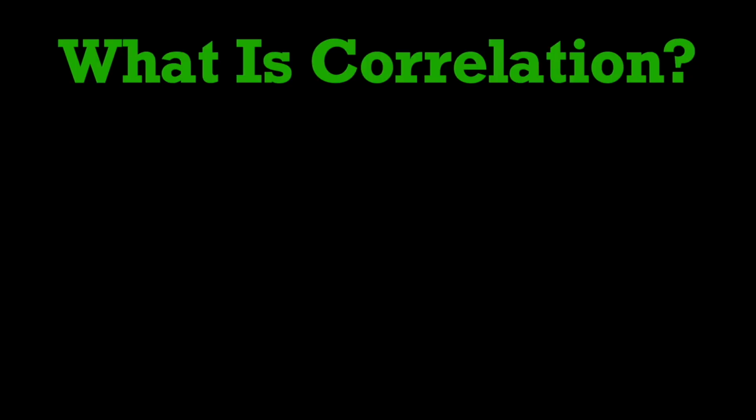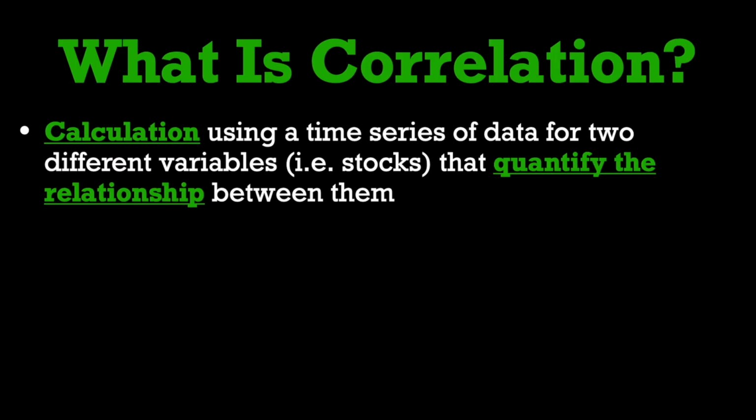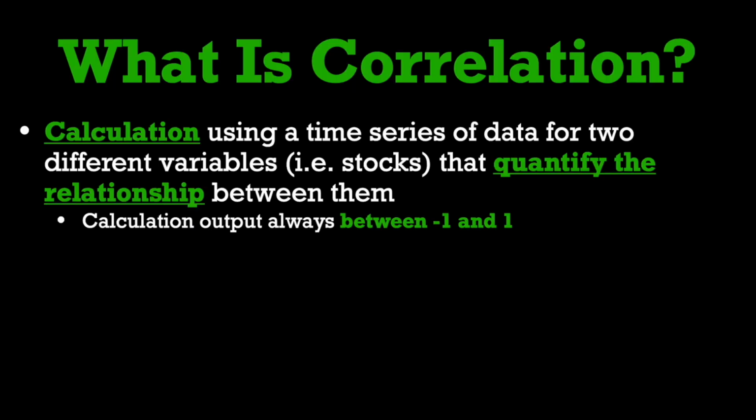Okay, so first off in this video, I want to give you guys a brief rundown on what correlation is and how to use it. So essentially, correlation is a series of calculations that use a time series of data between two different things that, like I mentioned, allow you to quantify the exact relationship between those two things. And so for the purpose of stock correlations, these calculations are going to use a time series of daily price movements between a certain stock and the S&P 500 to then figure out their exact relationship. And ultimately, the output of these calculations will always be a number between -1 and +1.